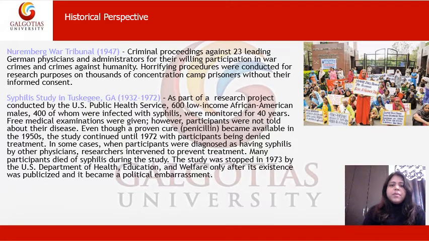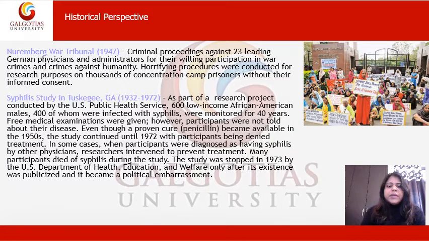Historical perspectives. The Nuremberg War Tribunal in 1947: criminal proceedings against 23 leading German physicians and administrators for their willing participation in war crimes and crimes against humanity. Horrifying procedures were conducted for research purposes on thousands of concentration camp prisoners without their informed consent. The next one was the syphilis study in Tuskegee.